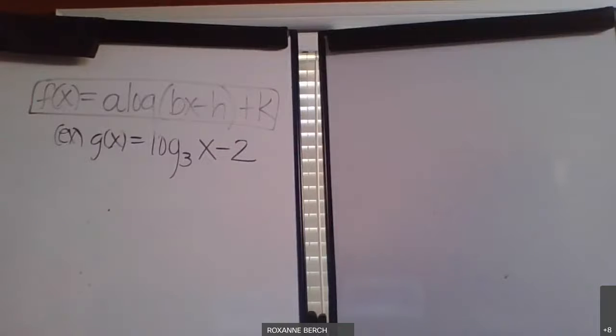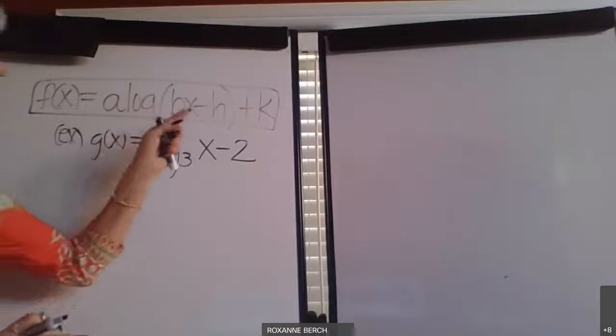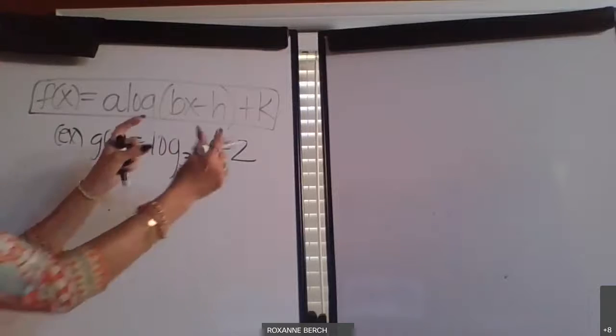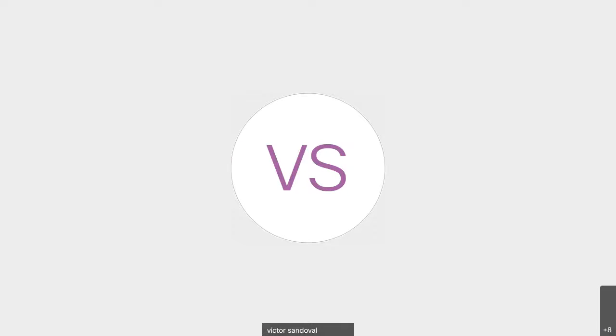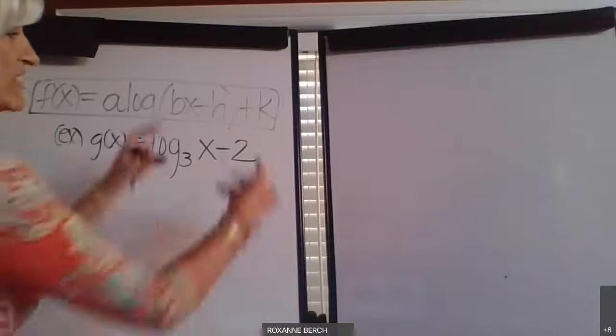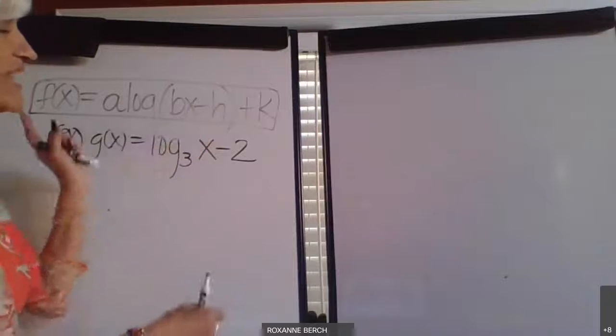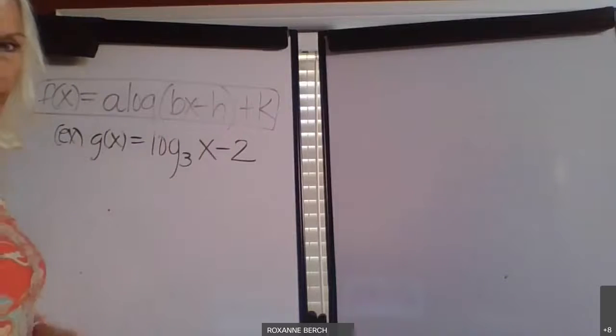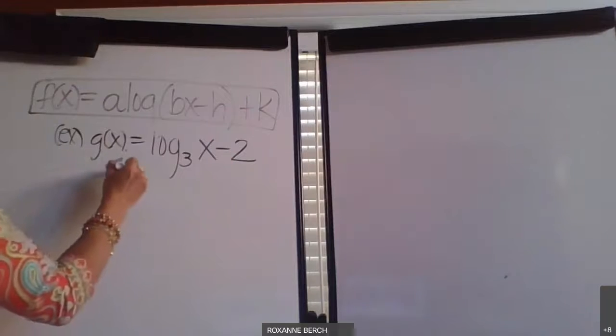Now, what is that, A, B, H, or K? H. Okay, is it in parentheses? No, okay. It's not in parentheses, so it's K. So I don't care what it looks like. If it's in the parentheses, it's B and H. If there's no parentheses, it's A or K. So this is down 2.